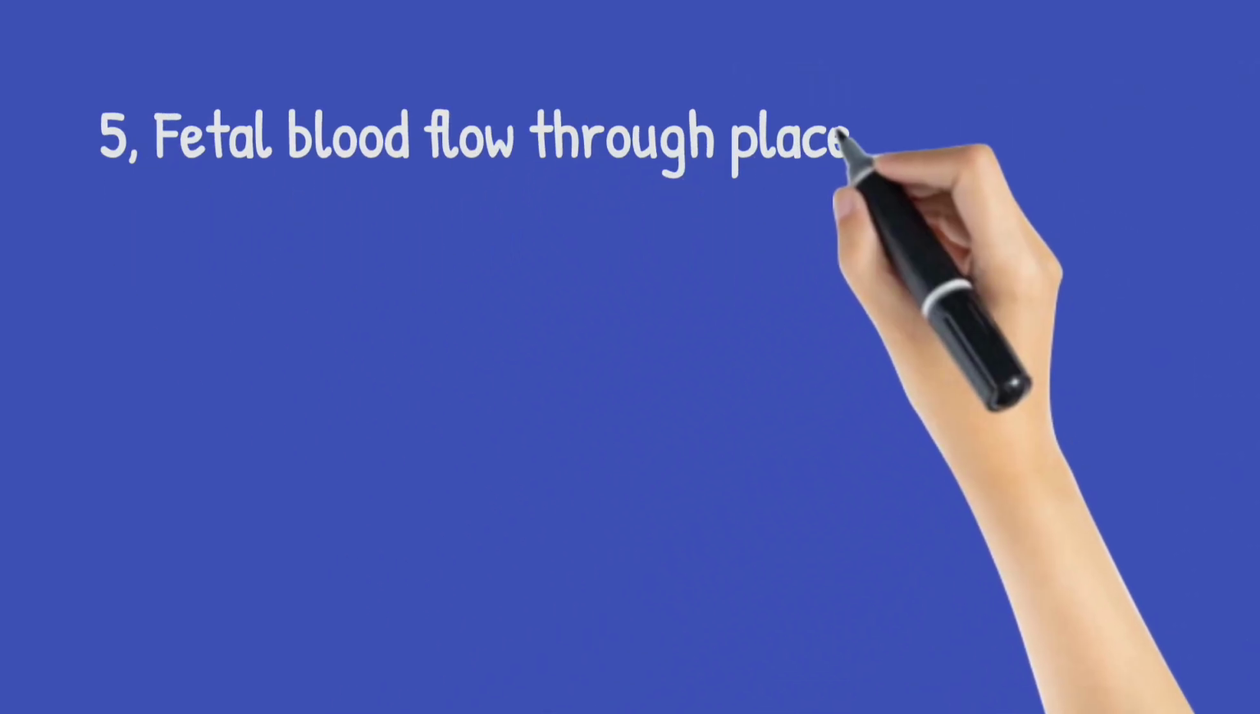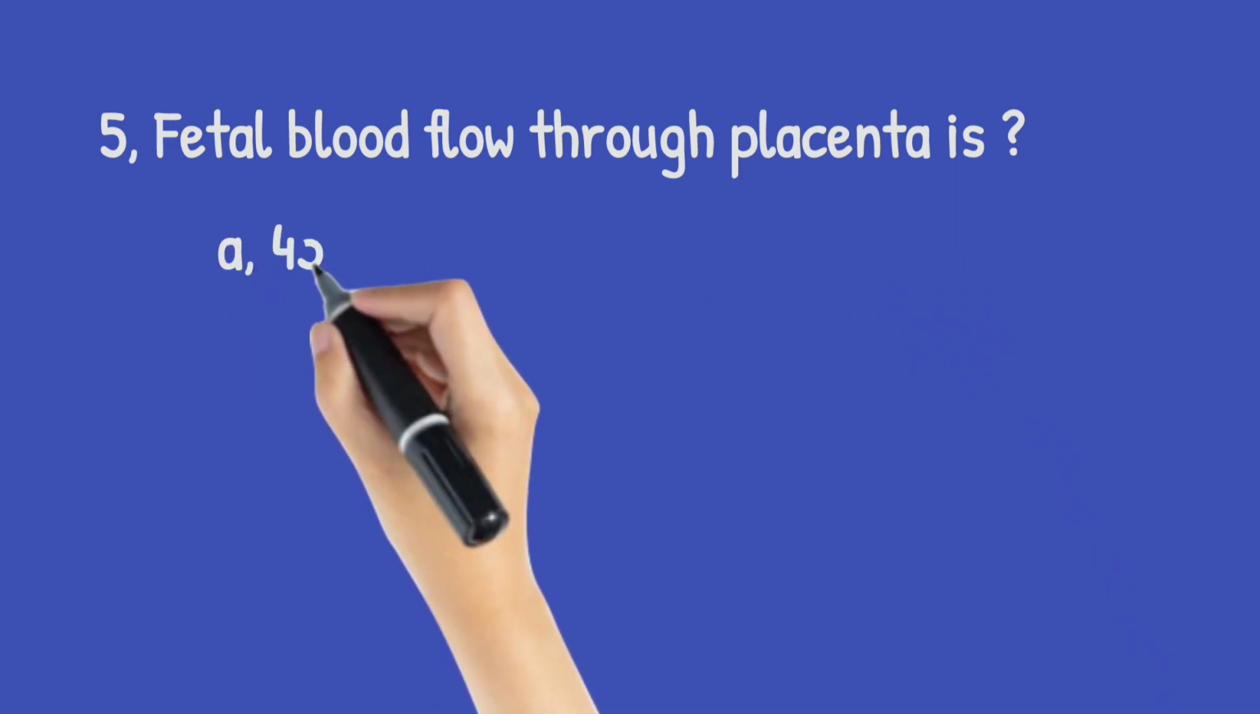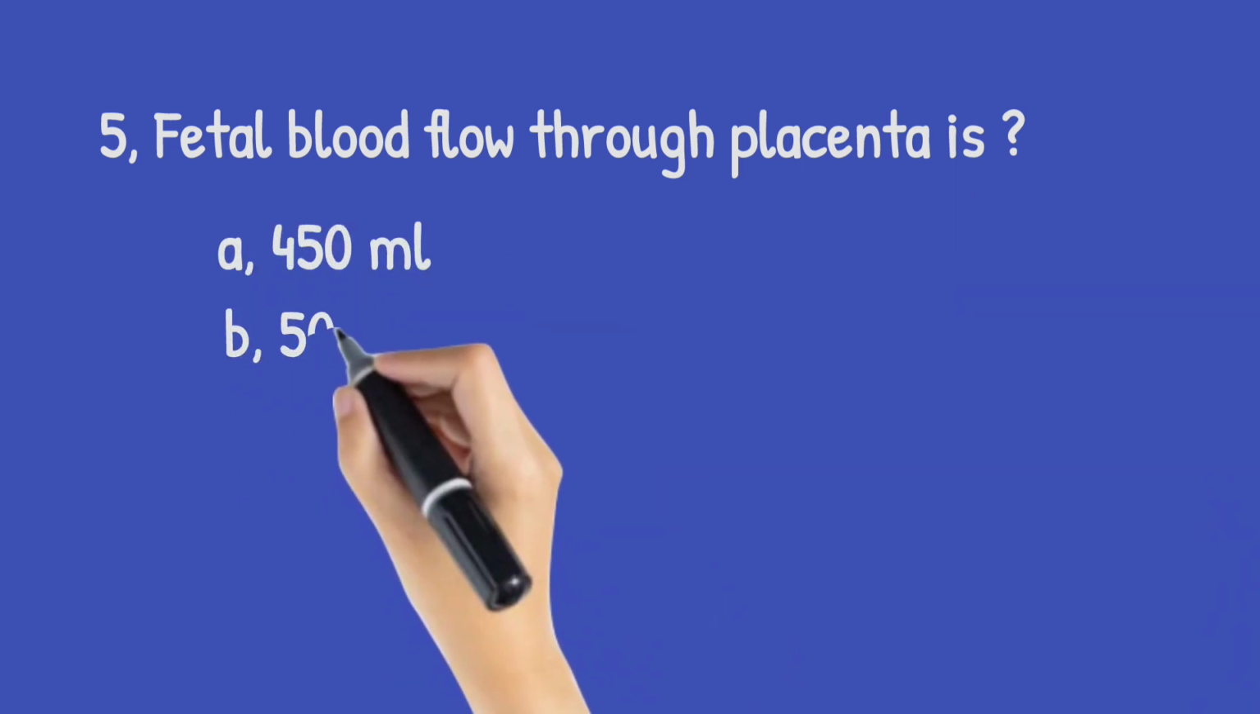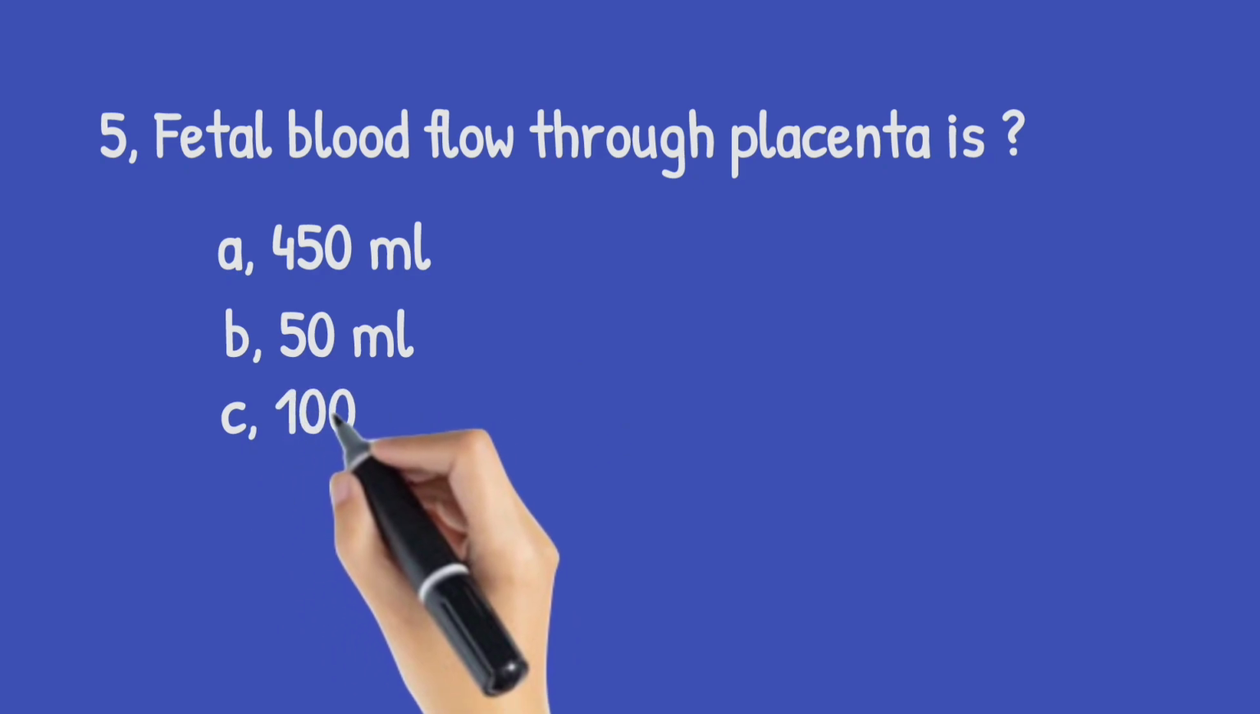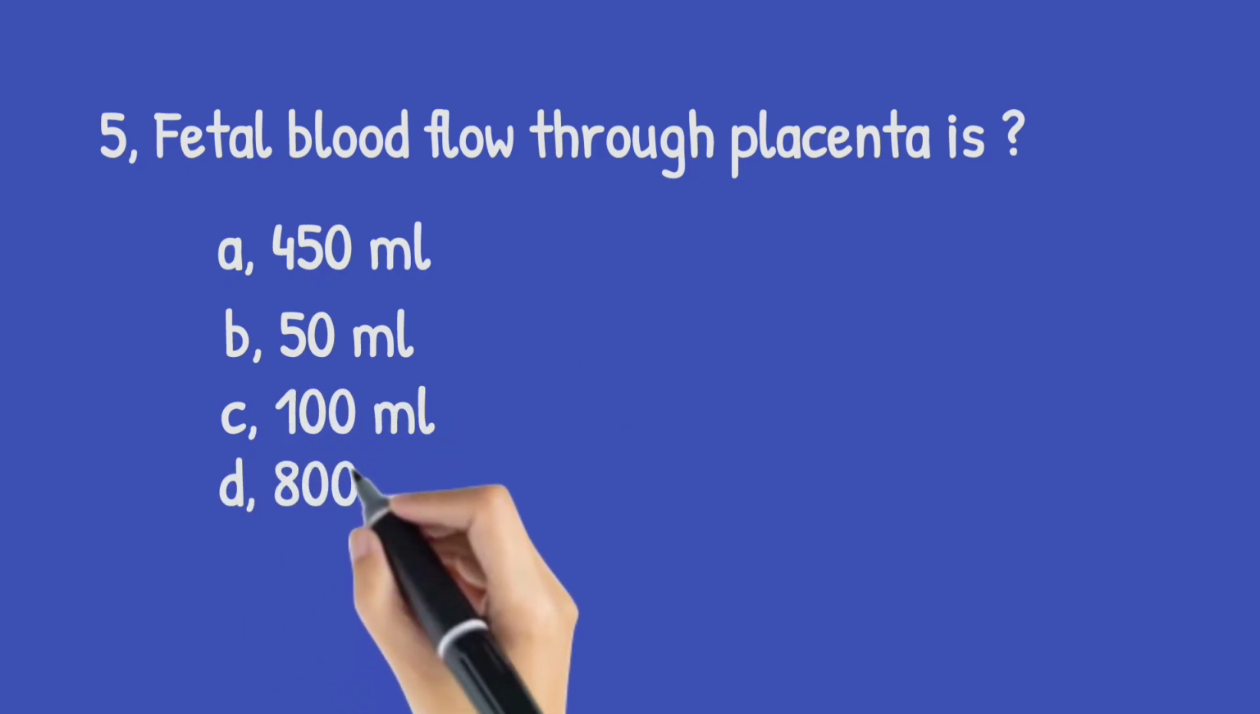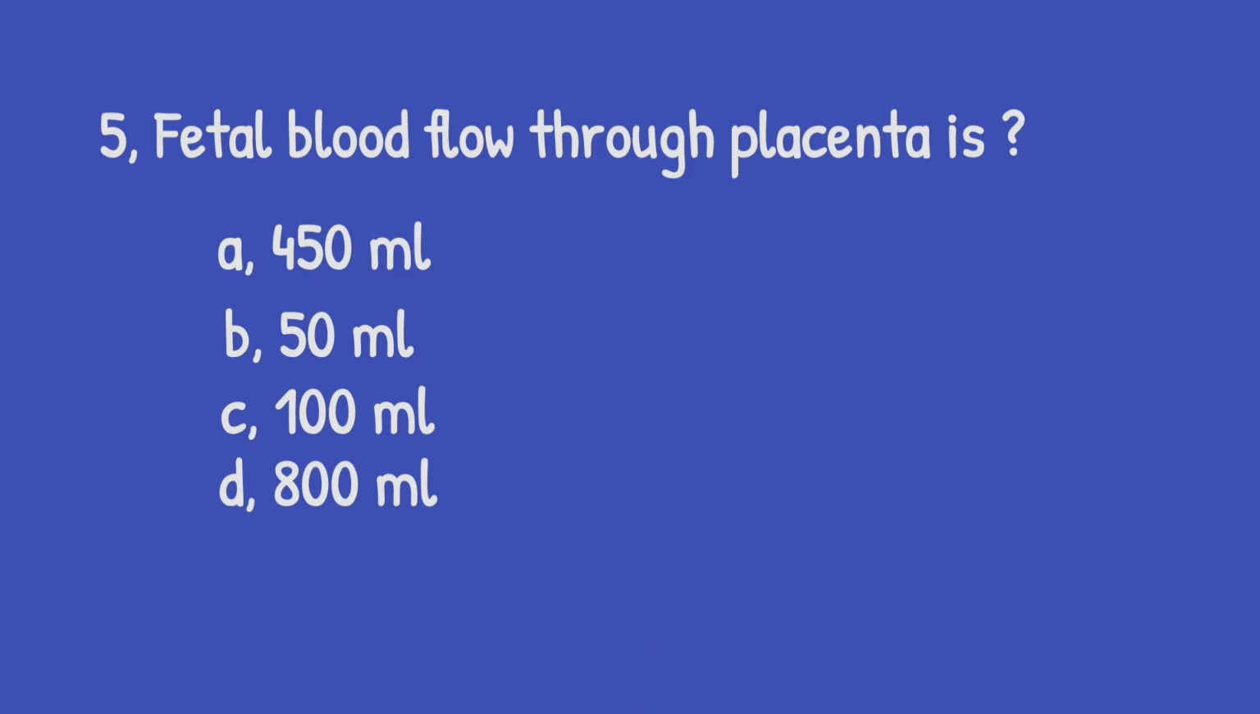Fetal blood flow through placenta is: option A, 450 ml per minute; option B, 50 ml per minute; option C, 100 ml per minute; option D, 800 ml per minute. The answer is option A, 450 ml per minute.